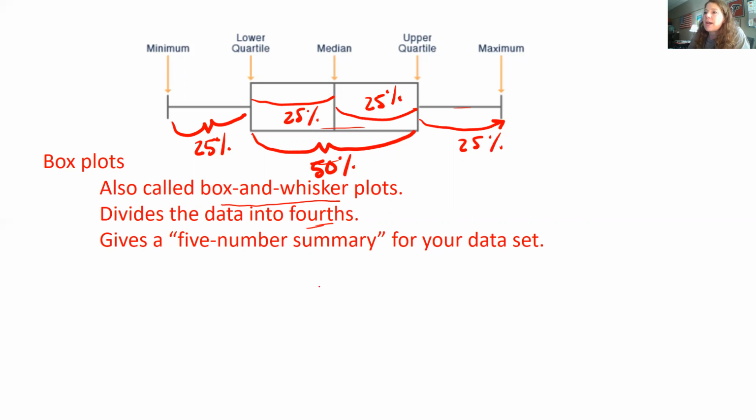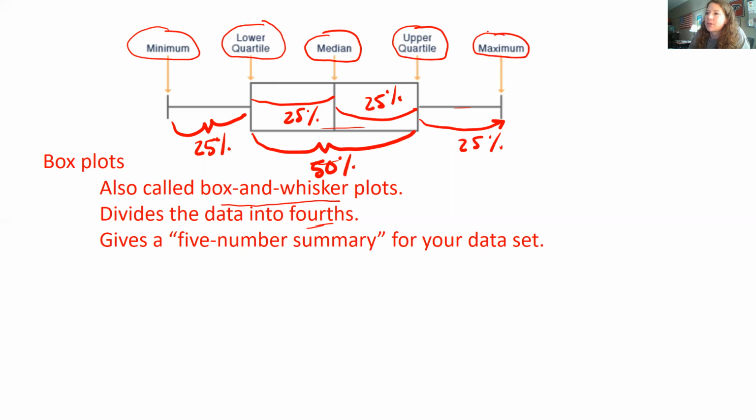All right, so basically what happens is you take your data, you put it in numerical order, and then this is called a 5-number summary. I want to know what the smallest number is. I want to know what the lower quartile, or Q1, is called, or what number it is. I want to know what the median is. What's the middle number? What's the upper quartile, also called the Q3? And then finally, what's the highest number?